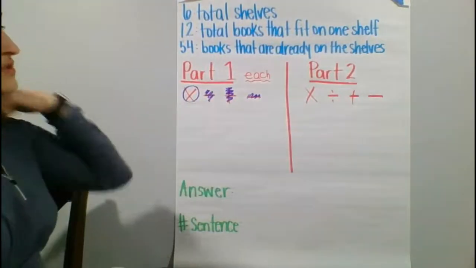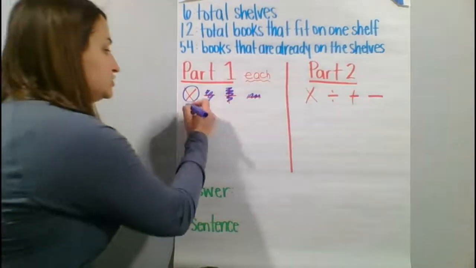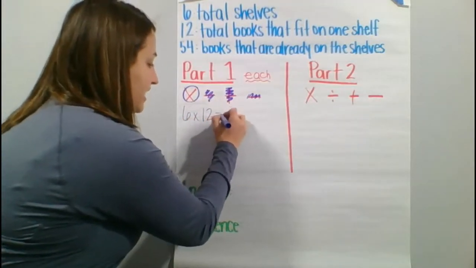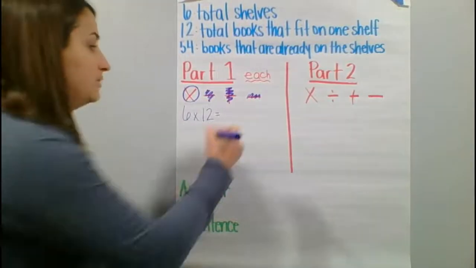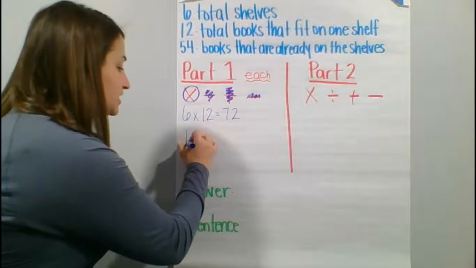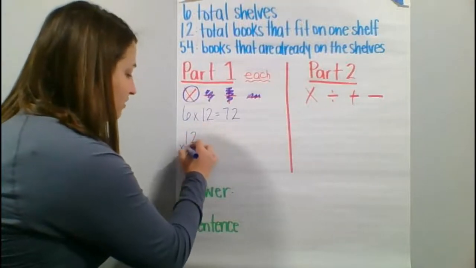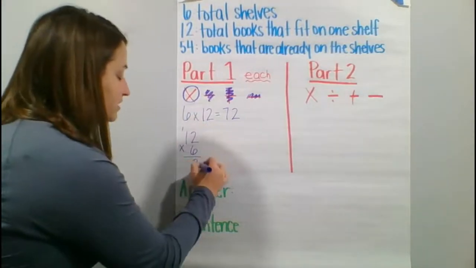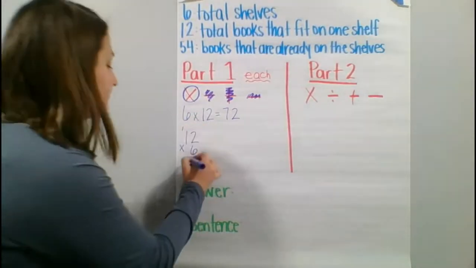So we can do this a couple of different ways. We can use our 6 and our 12 and just do 6 times 12 as a basic fact, and we know that equals 72. We can do the stacking method, 12 times 6. 6 times 2 is 12. 6 times 1 is 6, plus 1 is 7.